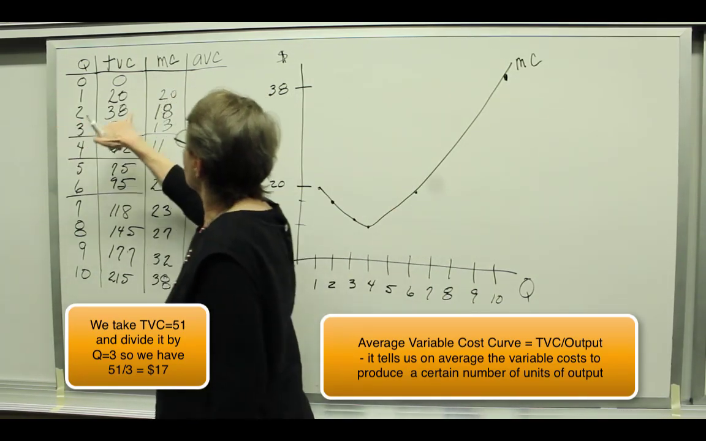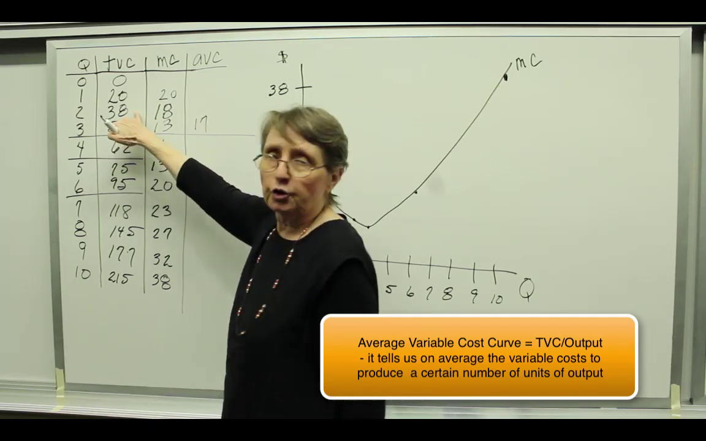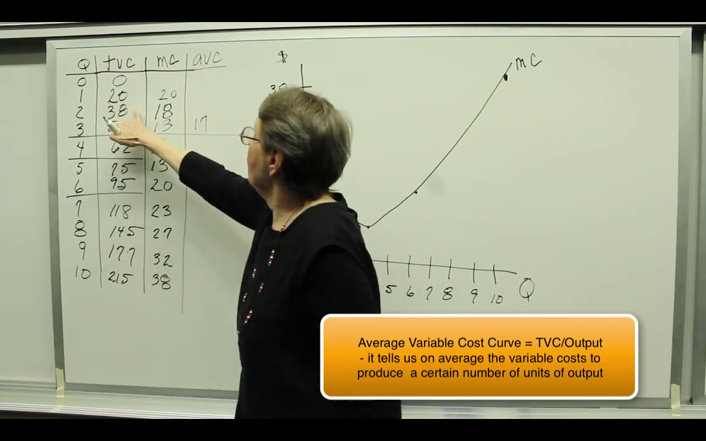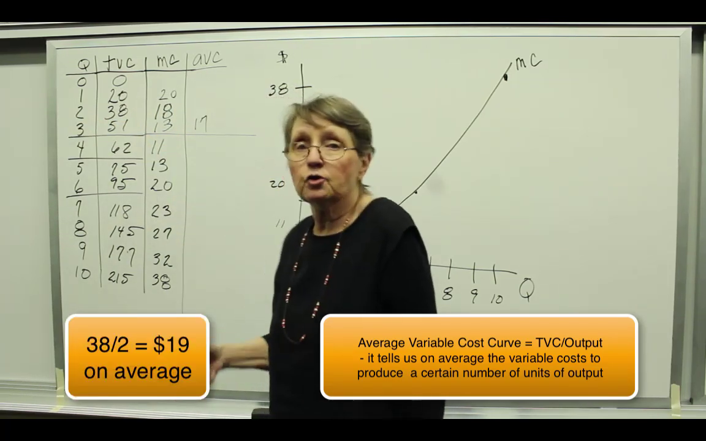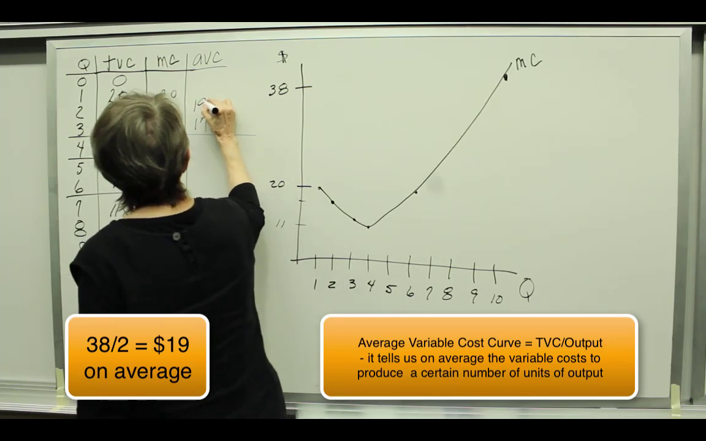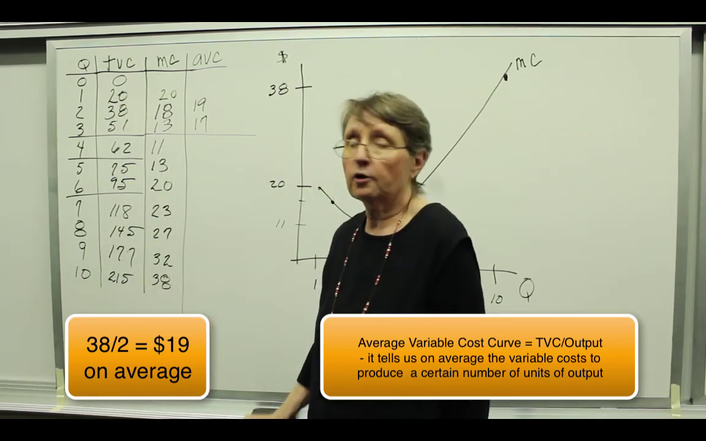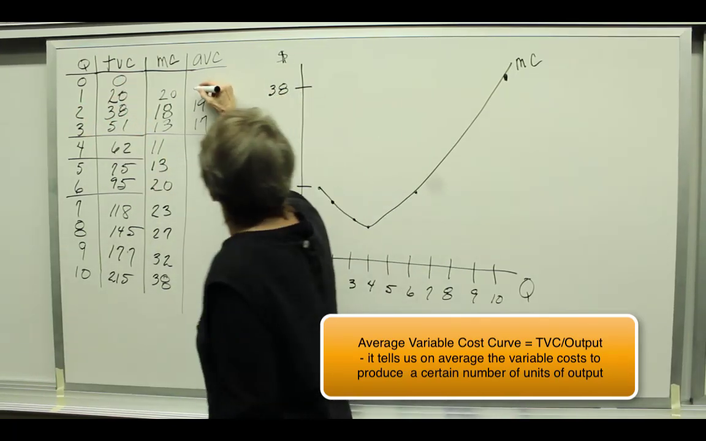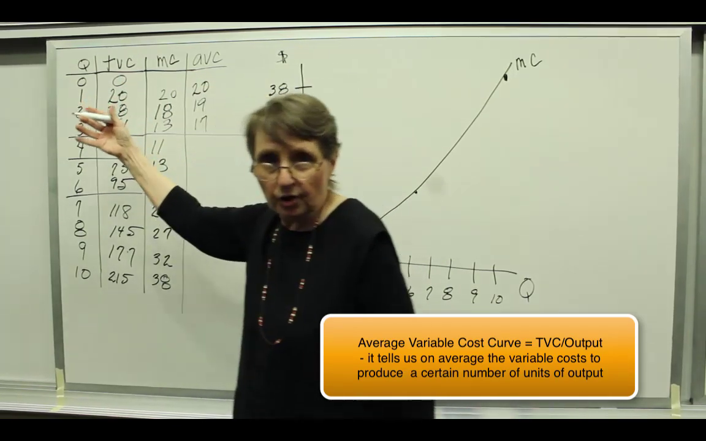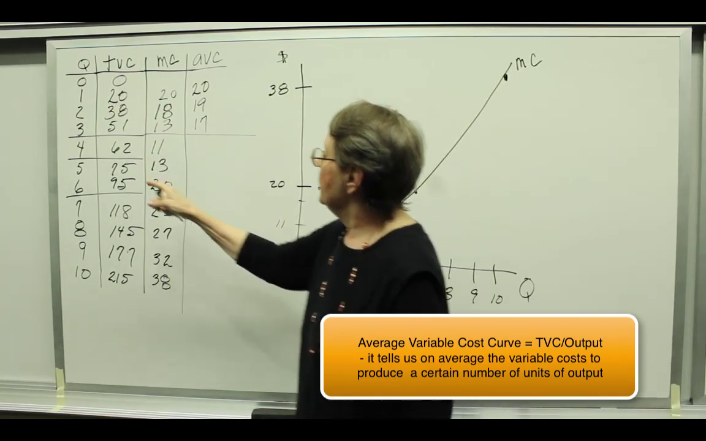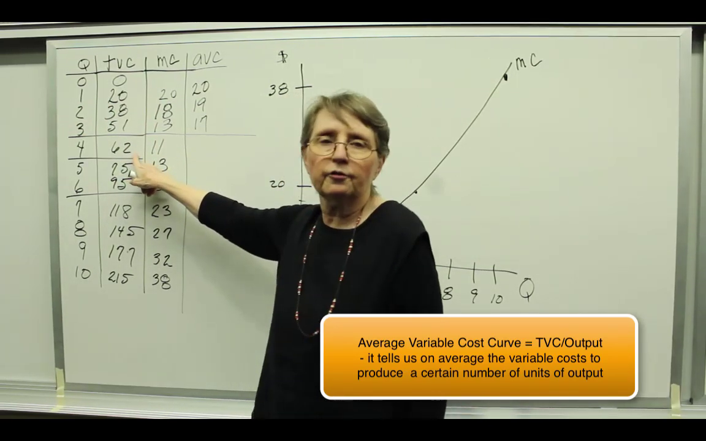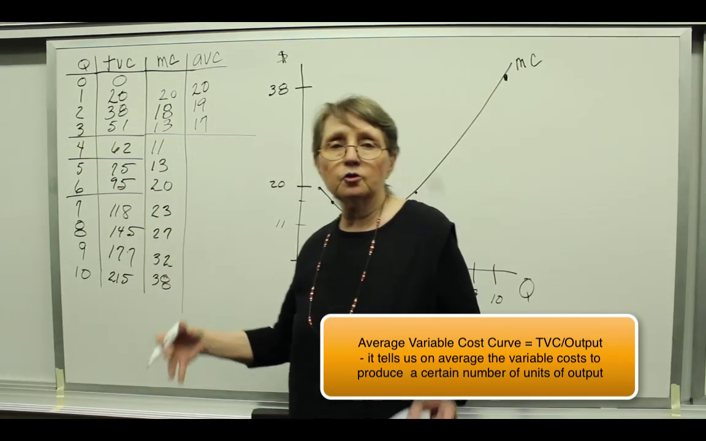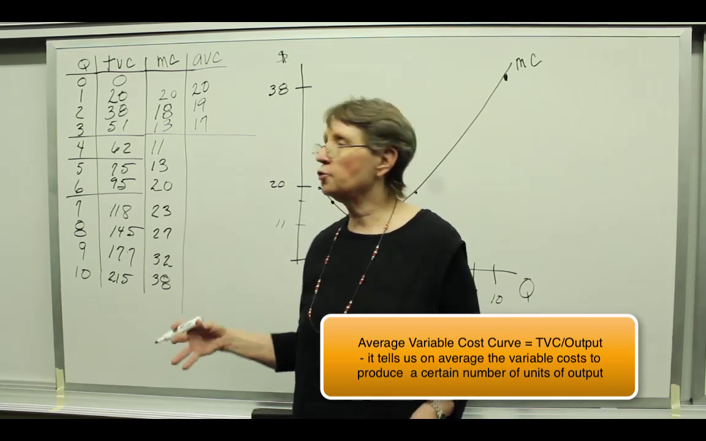If I make 2 widgets, that's $38 are my total variable costs. So on average, each of those 2 widgets has $19 worth of variable costs associated with it. 1 widget, $20. Each of the 1 widget has $20 in variable costs. So basically, we're just taking the total variable cost, dividing by the number of widgets we've made, and that will tell us on average how much did each of those widgets cost.